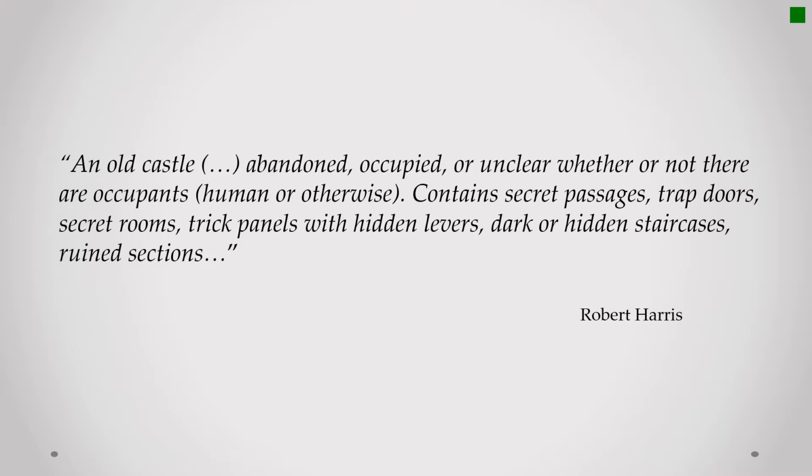In both stories, the place where the action takes place can fit perfectly Robert Harris's description of what a Gothic novel setting is like. He says, an old castle abandoned, occupied, or unclear whether there are not occupants, human or otherwise, contains secret passages, trapdoors, secret rooms, trick panels with hidden levers, dark or hidden staircases, ruined sections.